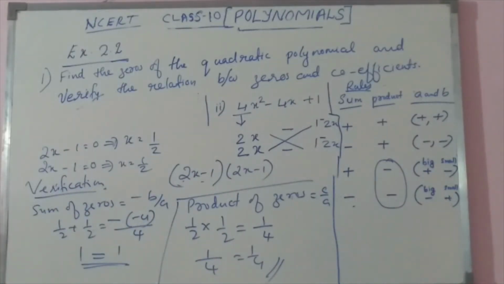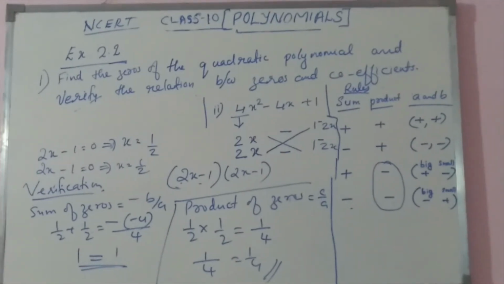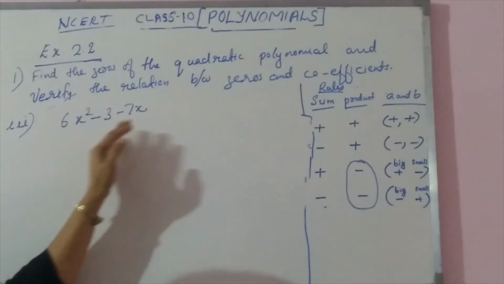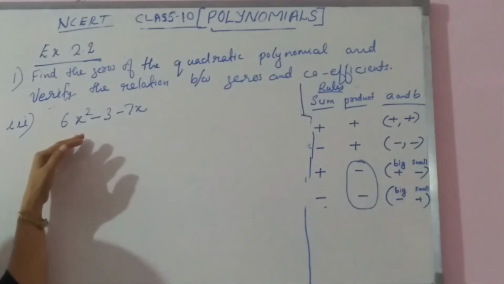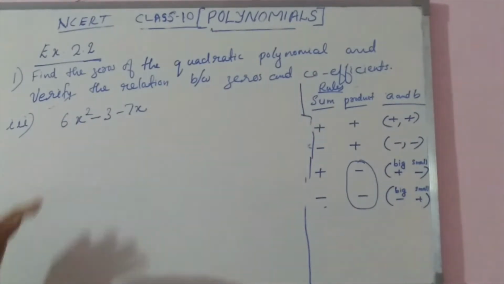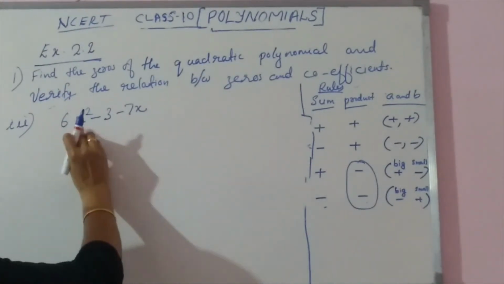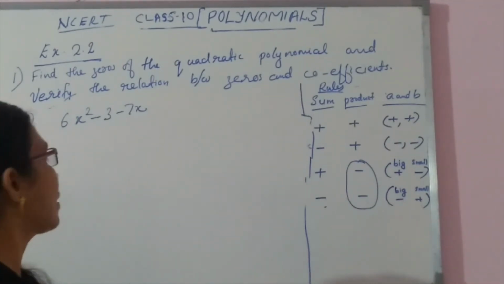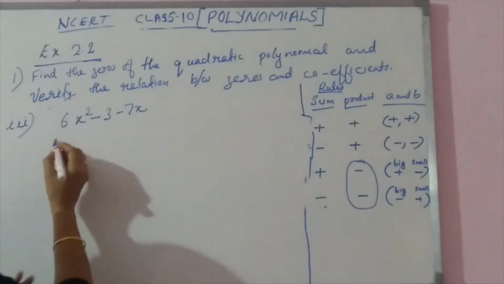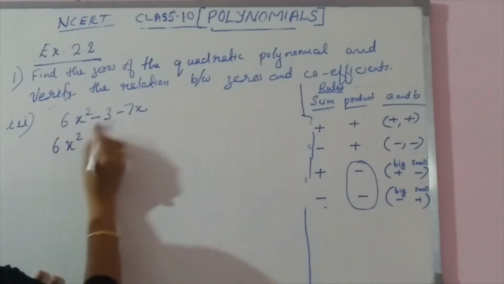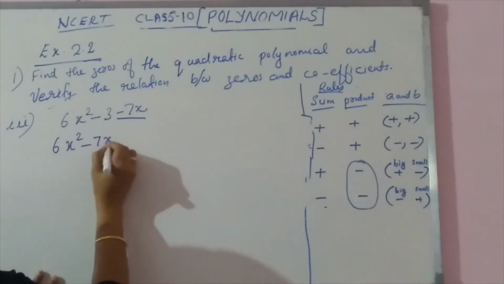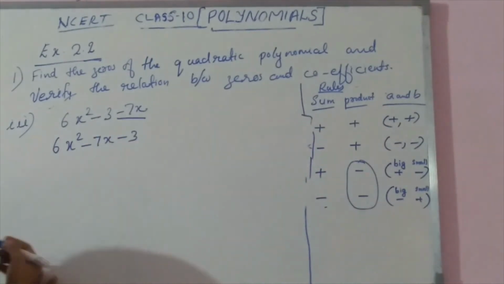So I will explain one more question. The next question is 6x square minus 3 minus 7x. Like this question, if you get, first you have to arrange it in order. Arranging order means powers of x should be in descending order, in the form of the general form of the quadratic polynomial. So we can write 6x square, then minus 7x, and next minus 3.